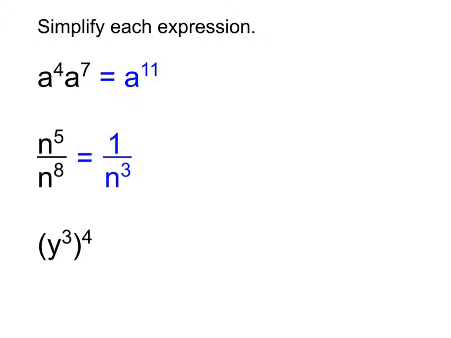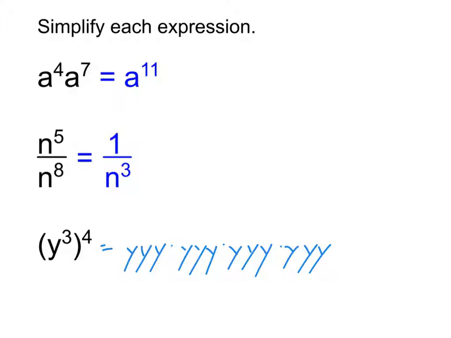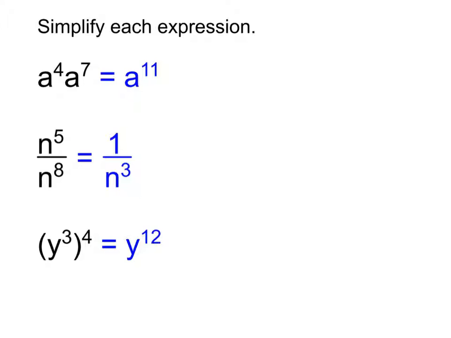All right, and finally, y cubed to the 4th. Well, y cubed to the 4th means, well, y cubed is y times itself 3 times. And the 4th power means to multiply that by itself 4 times. Notice what I have here. I have 4 sets of 3. So if I want to know how many total there are, I do 4 times 3, which is 12. Notice I multiplied those exponents. And that's why multiplying the exponents is what it is when we have a power to a power like that.